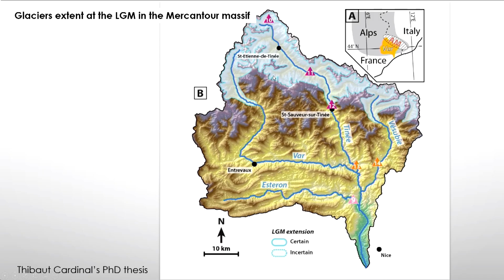And what we can see is that these three main rivers, so the Var River, which is the main stream, and its two main tributaries, which are the Tinée and the Vésubie rivers, have been covered by glaciers in their upper part. And if you look at the Tinée River, more than half of its length has been covered by glaciers. So this is what we know, but what we don't know is what was the effect of this glaciation and of the deglaciation on the dynamics of incision in the river system.